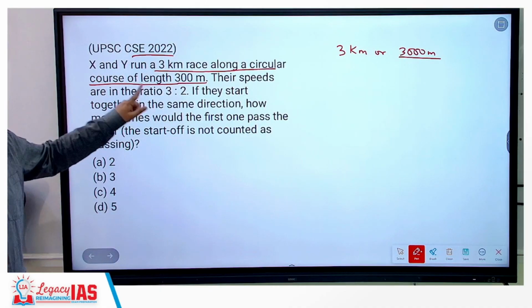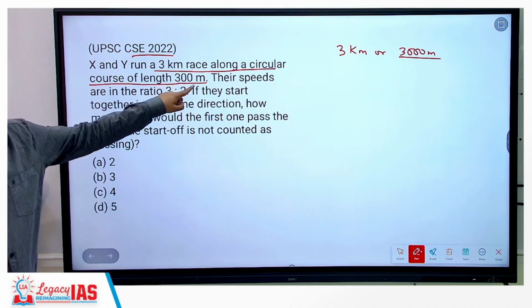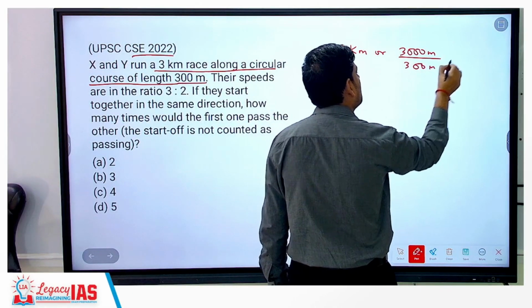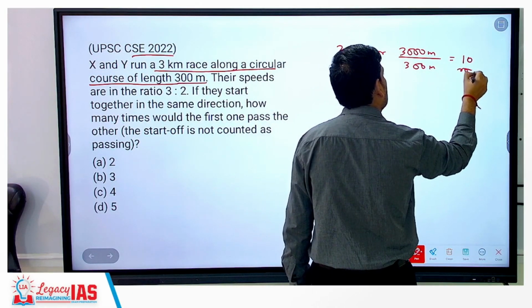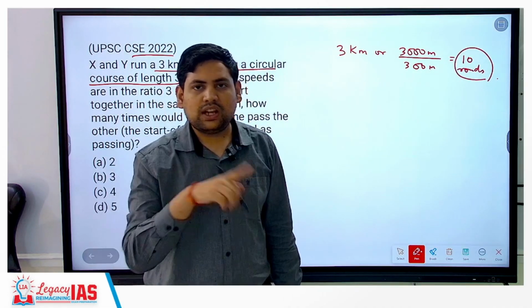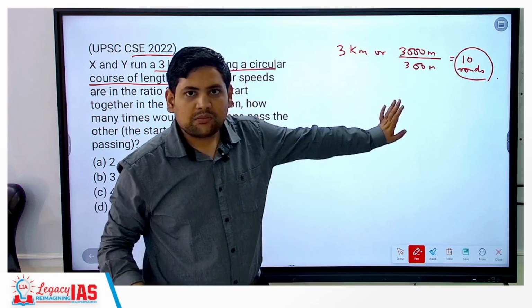Now this is the total race. Now the course length is only 300 meters. That means to complete this entire race, they have to cover 10 rounds of that same track.